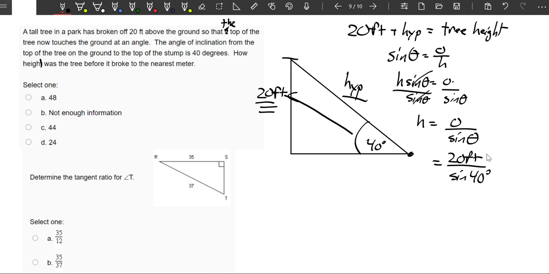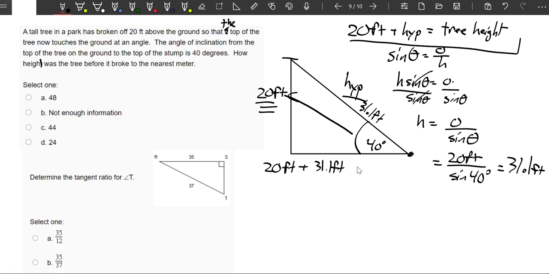And the sine of 40 is 0.64, so 20 over that is 31.1 feet. So this one here is 31.1 feet. This was 20 feet. If I take 20 feet from the stump plus 31.1 feet that fell over, I get 51.1 feet. And that is not any of our choices.